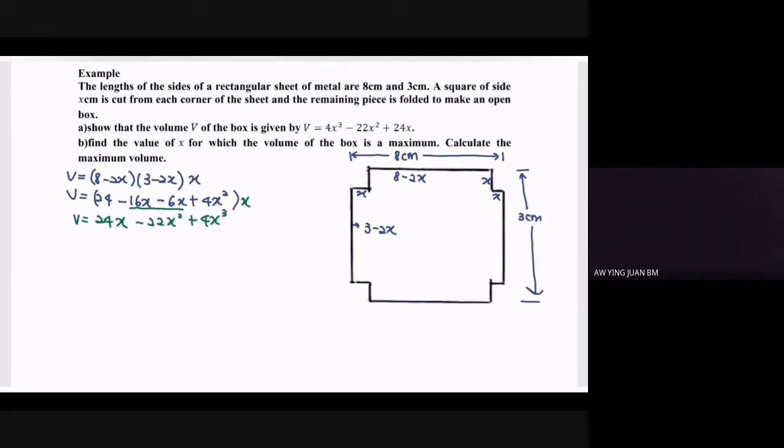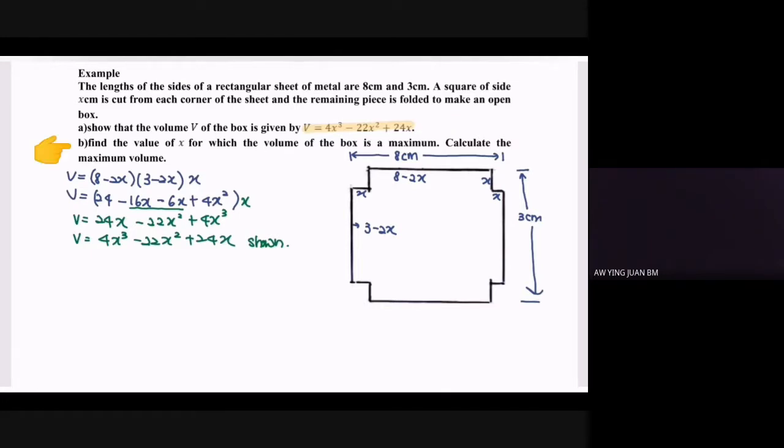So finally, rearrange. V equals 4x cubed minus 22x squared plus 24x. Shown. Kindly refer to the question, and we have shown the volume is so. B.